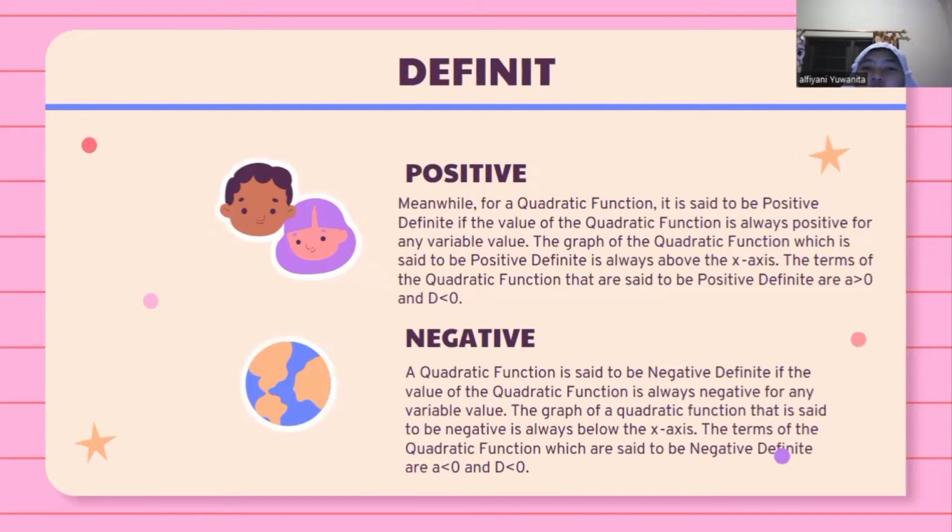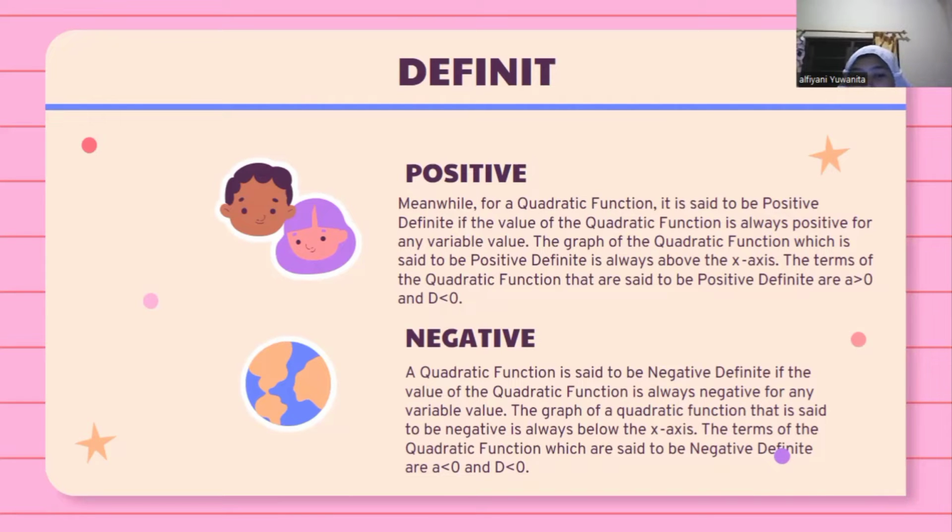Number 1 is positive definite. A quadratic function is said to be positive definite if the value of the quadratic function is always positive for any variable value. The graph of a positive definite quadratic function is always above the x-axis. The conditions for a quadratic function to be positive definite are a greater than 0 and D or discriminant less than 0.